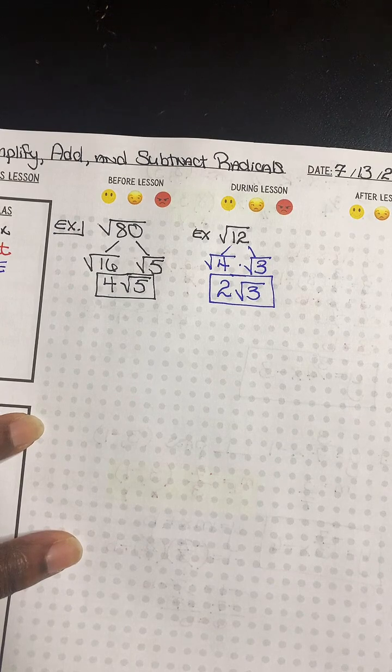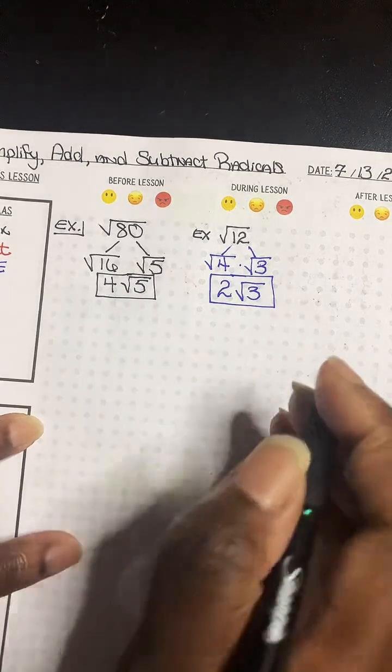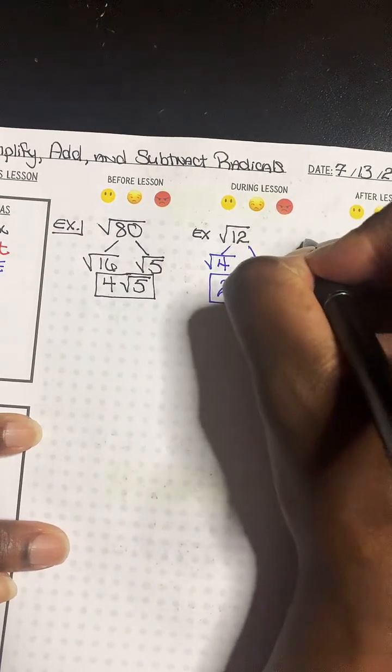Oh, I'm so sorry. Anyway, so we have the square root of 50.